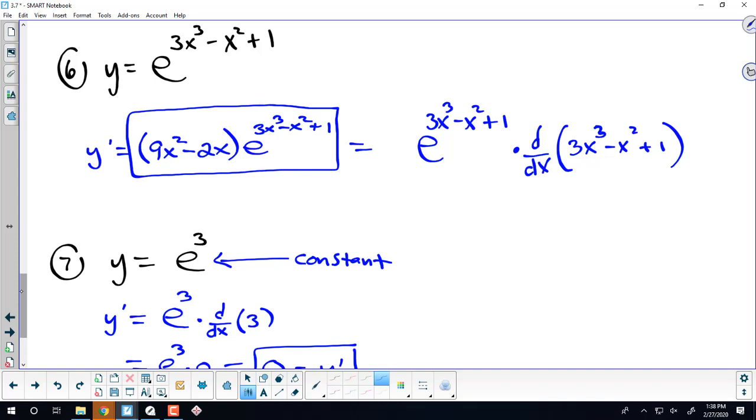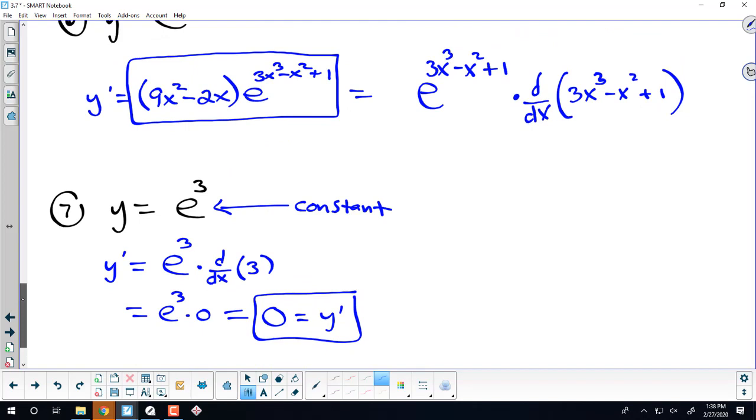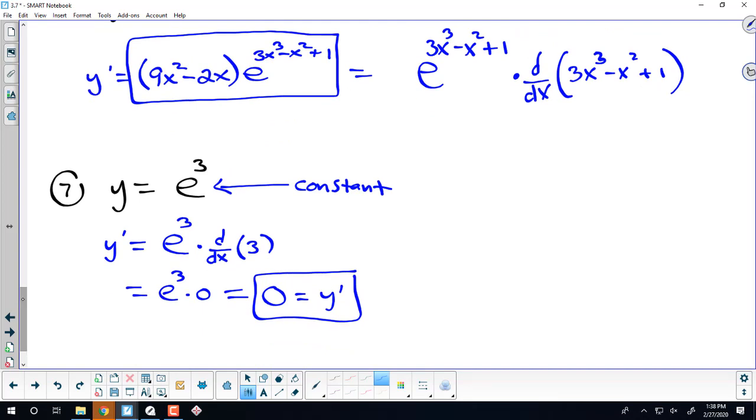Any questions on that with the e? The other exponentials we'll get later on in chapter 3 are a little bit different. They have an extra factor that the exponential base e doesn't have. Does anyone have any questions?